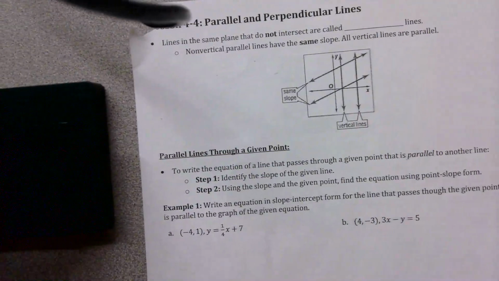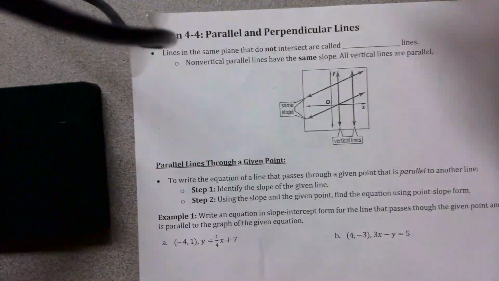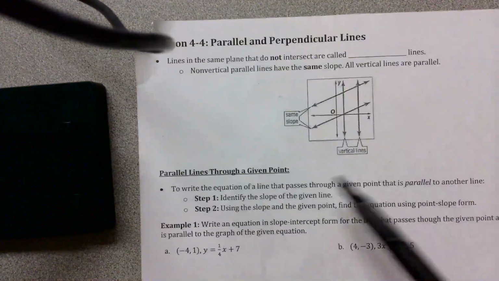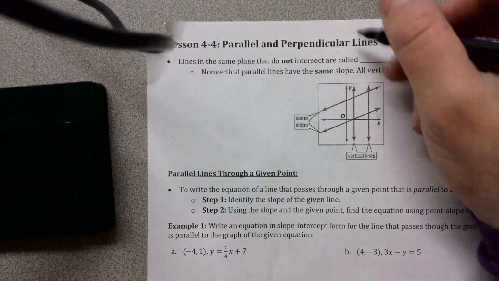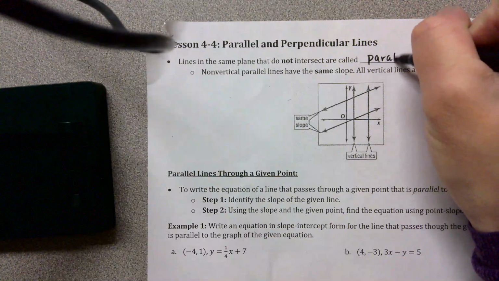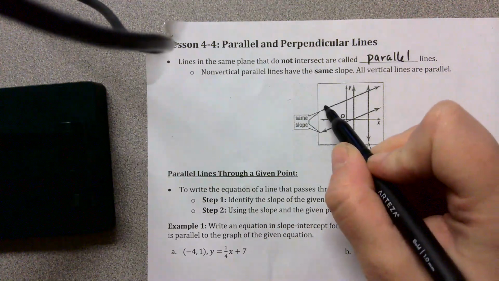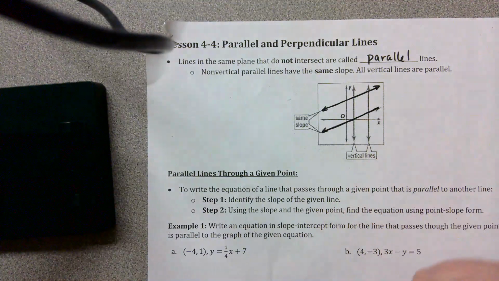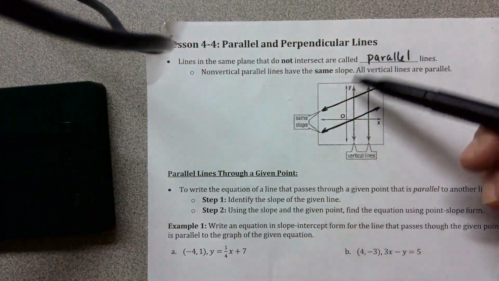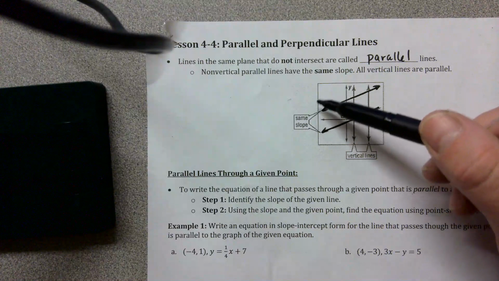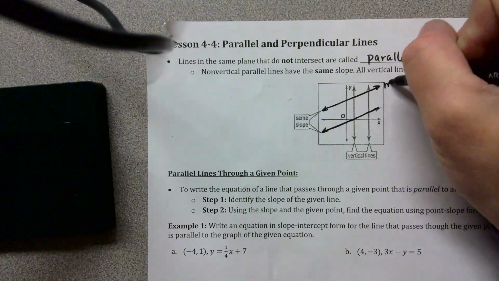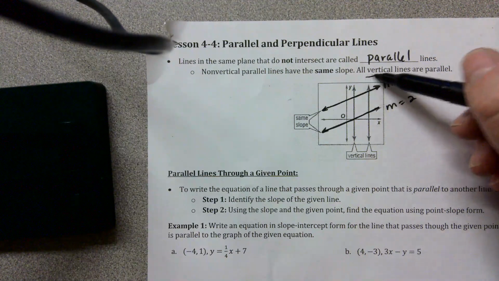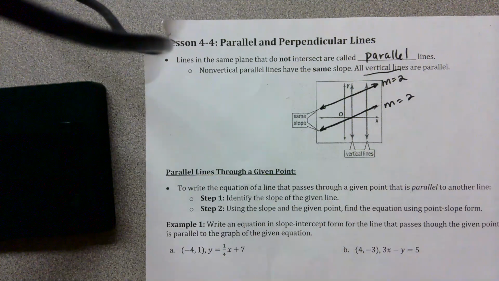Okay, we're in lesson 4.4, parallel and perpendicular lines. It says lines in the same plane that do not intersect are called parallel lines. So parallel lines will never intersect. Non-vertical parallel lines have the same slope. So if this slope was 2, this slope is also 2. All vertical lines are parallel, so these would be vertical lines.